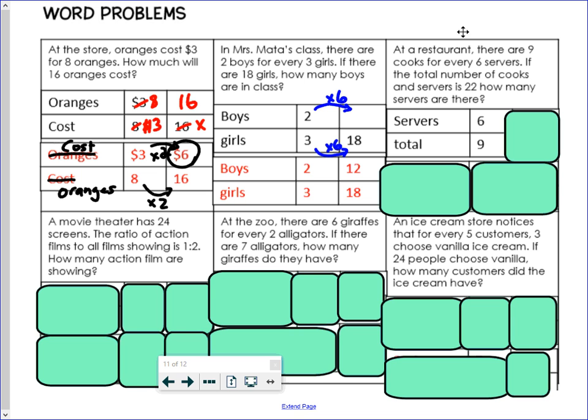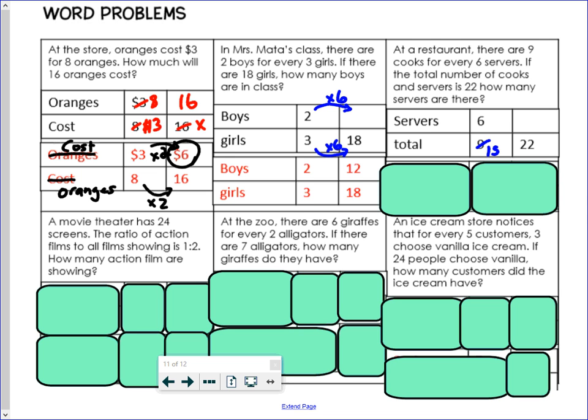At a restaurant, there are 9 cooks for every 6 servers. If the total number of cooks and servers is 22, so this 9 should be 15. This 9 should be 15, so a little mistake there. And they tell us that the total is 22, so we need to find our relationship here.